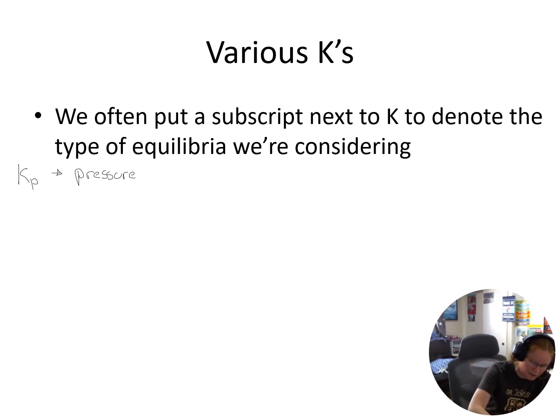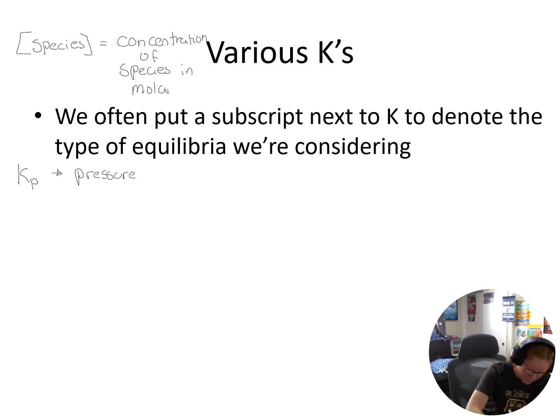And when I talk concentration, I've been using these square brackets. Remember, those square brackets mean the concentration of the species in molarity. And so the Kp is a little bit different because we're considering pressures. So we would use atmospheres or torr. Everything else we're dealing with is in concentrations of molarity.